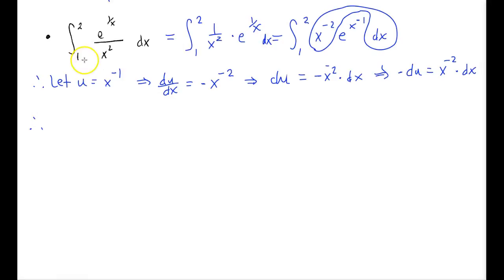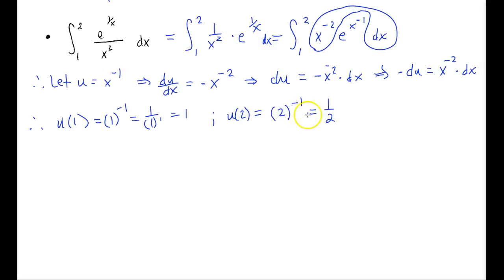Okay? So now this also means that we need to look at our limits of integration. So u of 1 is going to be the same as 1 raised to the -1, which is the same as 1 over 1 raised to the +1. And of course, that's just 1. When we look at the same thing at 2, that's 2 raised to the -1, which is just 1/2.